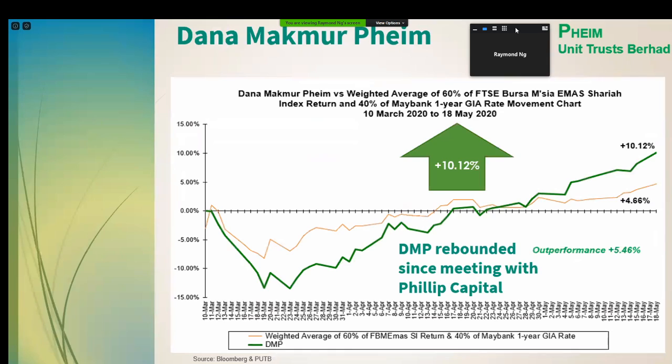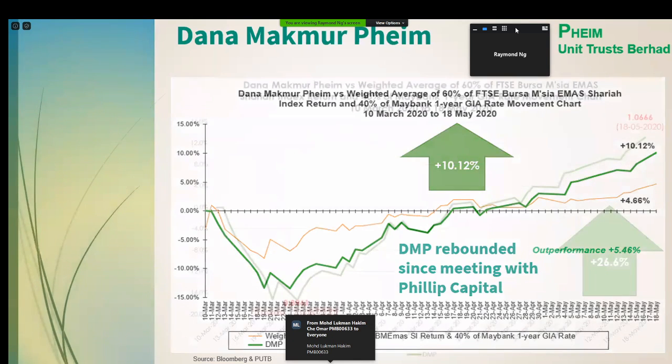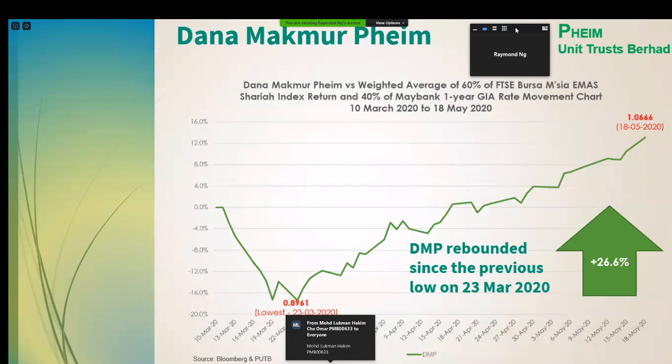If, for those who needed some time to digest our philosophy, you came in 10 days later, which is 23rd March 2020, it was our lowest NAV at the time, and we can see a rebound of 26.6% to 18 May 2020. So at the lower point, 10 days after the last physical presentation done in Kota Damansara, we have a 26.6% rebound.